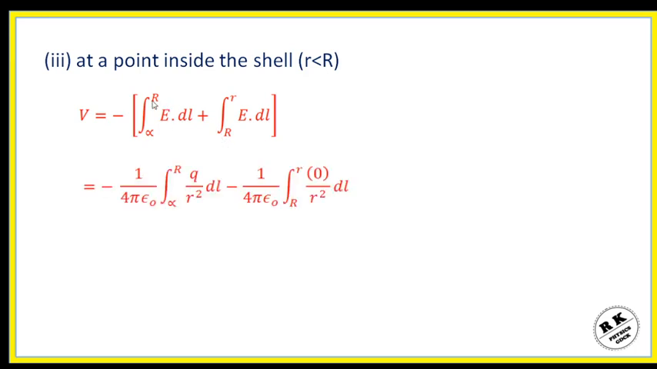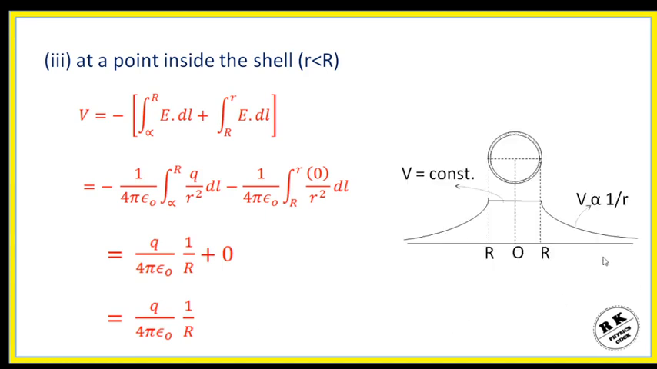We know that outside the expression is this one, we have seen in the previous slide, but inside the electric field is 0. That means this entire second term goes to 0, nullifies. So we will remain with only this term. That is nothing but q upon 4 pi epsilon naught times 1 by capital R here, which is equivalent to the potential present on the surface.